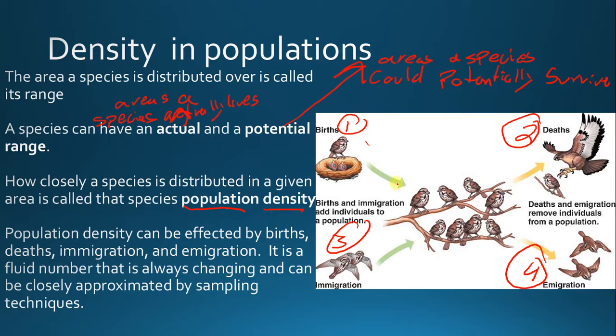So births and immigration both increase the size of a population and increase the density, and deaths and emigration decrease the density. So density is a changing thing. The species density for different species in different areas of the world is different. And this fluid number is often closely approximated by different field sampling techniques. If you ever take a field biology course, you'll learn very well those different techniques and the maths behind those.